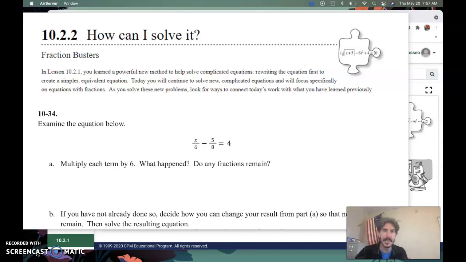And I have problem 10-34 from section 10.2.2. And if you're looking for this in our text, you are going to mouse over 10.2.2. You're going to find problem 10-34. It is the first problem from this particular section. And we start with an equation, and we are asked in part A to multiply each term by 6. Okay, so that's where I'm going to start.